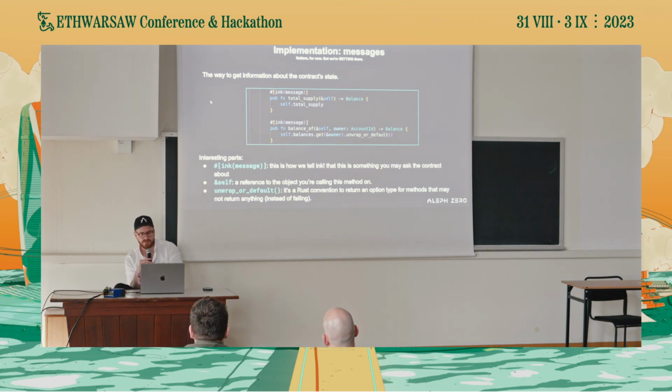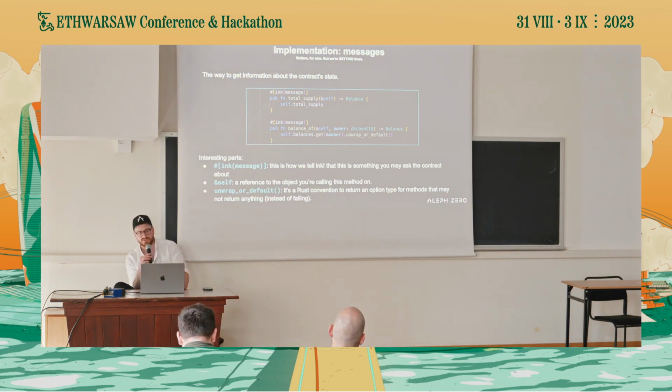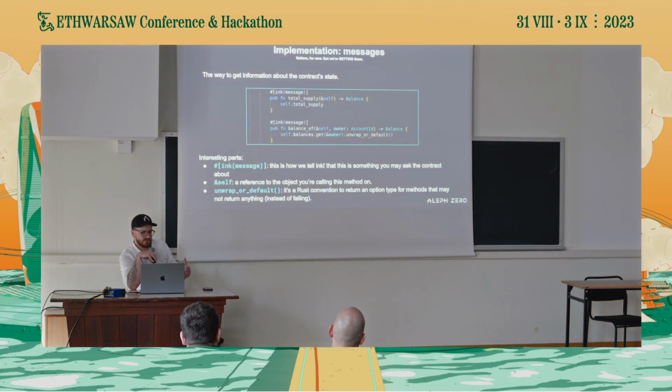You need to include at least one message in your contract, which will be a public method taking self as a reference. This is actually very similar to Python, but the messages need to take self as a reference and not by value. And it needs to be marked by the ink message macro. So now the first one we define is the very simple total supply, which is just a getter for the total supply value. If we declare it like that, someone can go to the contracts UI, import our contract, and call it, paying some small gas fee, and learn the total supply.